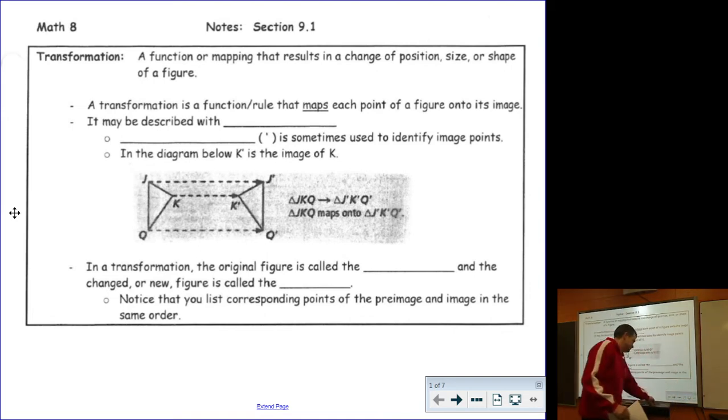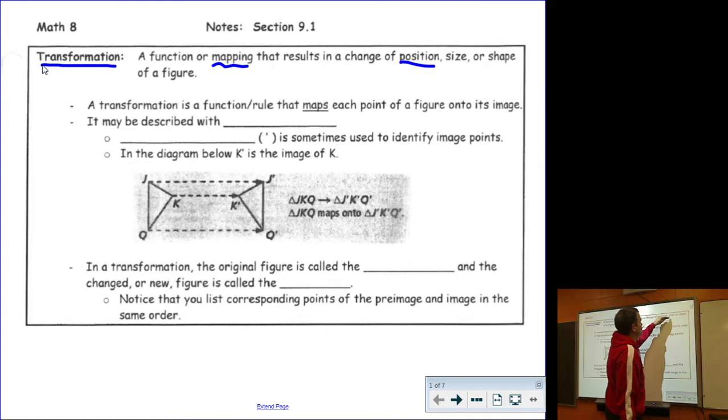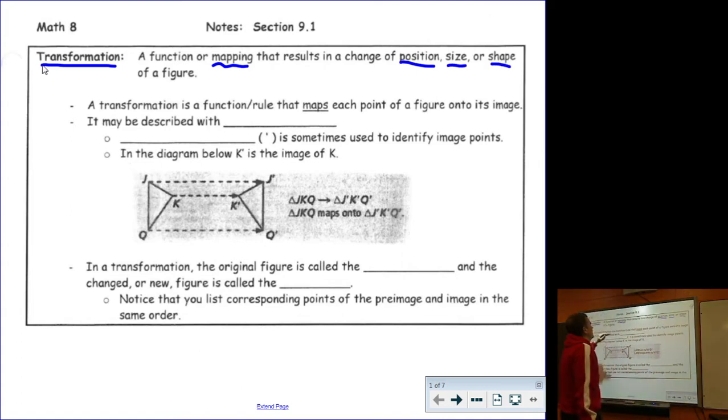So here we go. We are doing transformations. We have a general definition here for transformations. It is a function or mapping. Mapping's a word we'll talk about that results in a change of position or size or shape of a figure. Transformation is a very general word that basically just means we're transforming a figure into something new, right? And there are many different kinds of transformations. We do 4 of them.